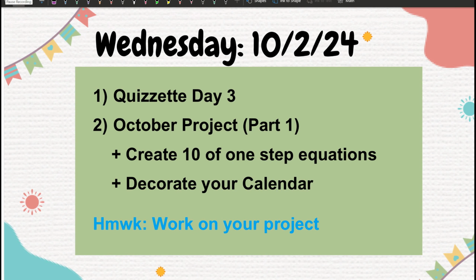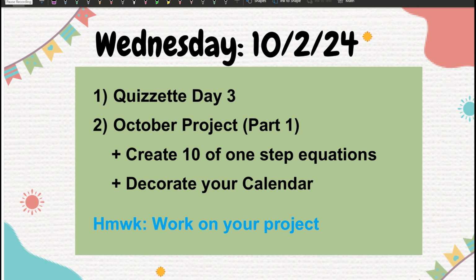Today we're going to go over Quizette Day 3. After that, you're going to do Calendar Project or October Project, Part 1. Our goal for today is to create 10 one-step equations. Please follow the instructions. You need a special scratch paper for this. Don't forget to write your name and period, just in case you leave it behind, so I know who to give it back to.